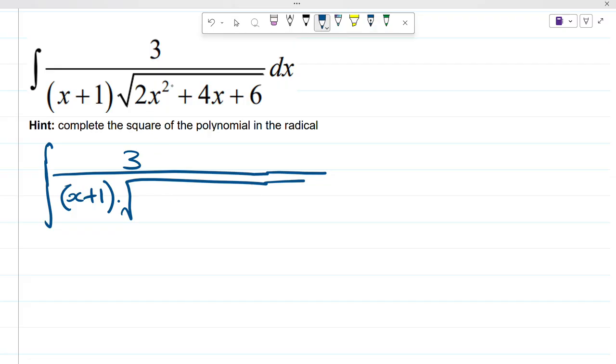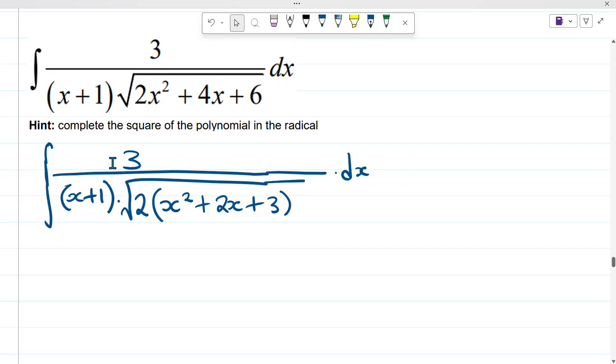So we need to make sure that here we've got a perfect square. To make sure that this one is a perfect square, we need to take out 2 as a common factor for the whole polynomial inside the square root. So we'll be left with x squared plus 2x plus 3. And then 2x squared, 4x, 6, dx.